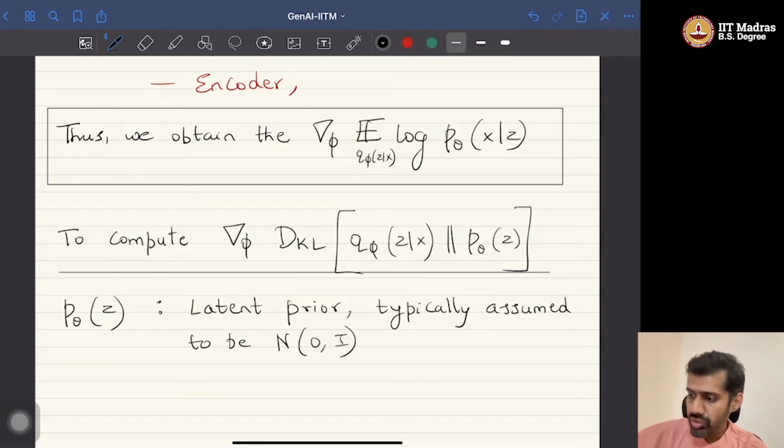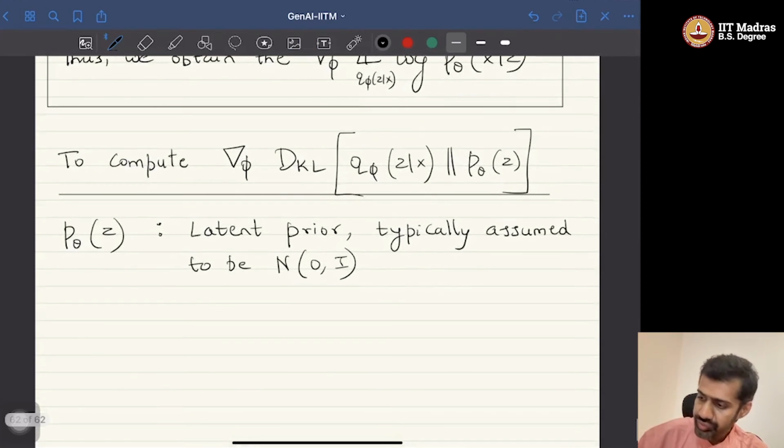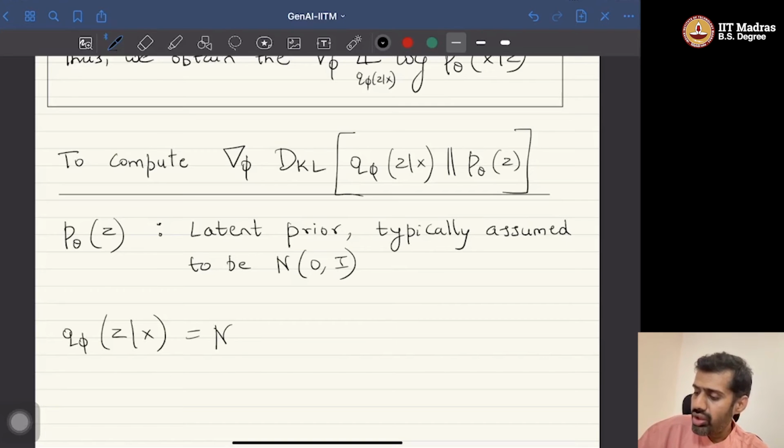Now remember that in the instantiation that we are looking at, q phi of z given x is assumed to be a Gaussian distribution with mean equal to mu phi of x, or x in general, and variance equal to sigma phi of x. This is what we have assumed.